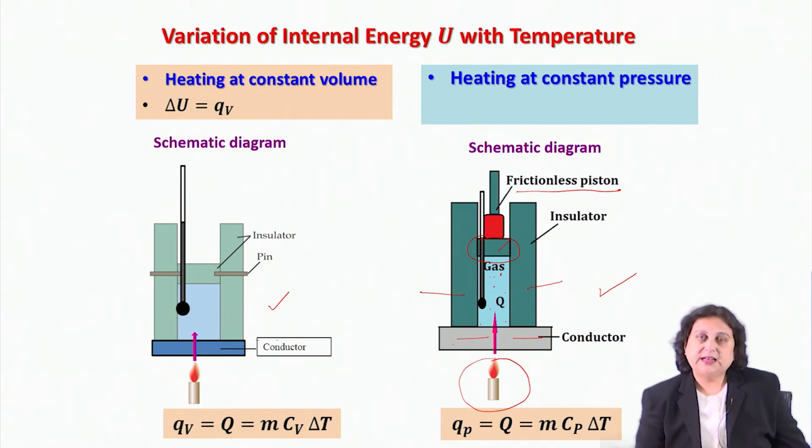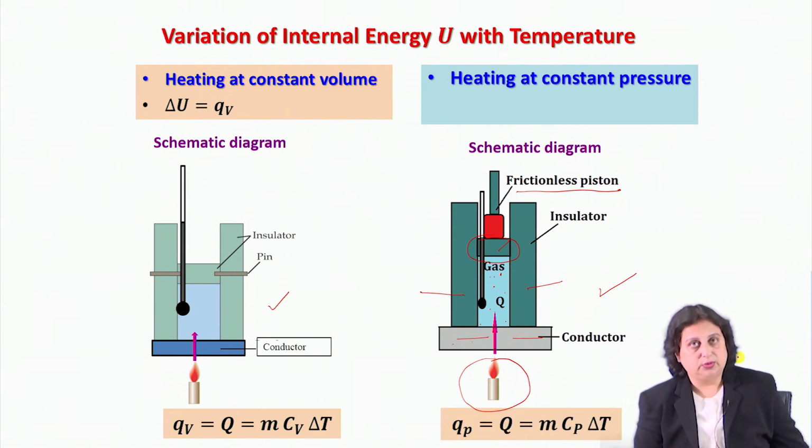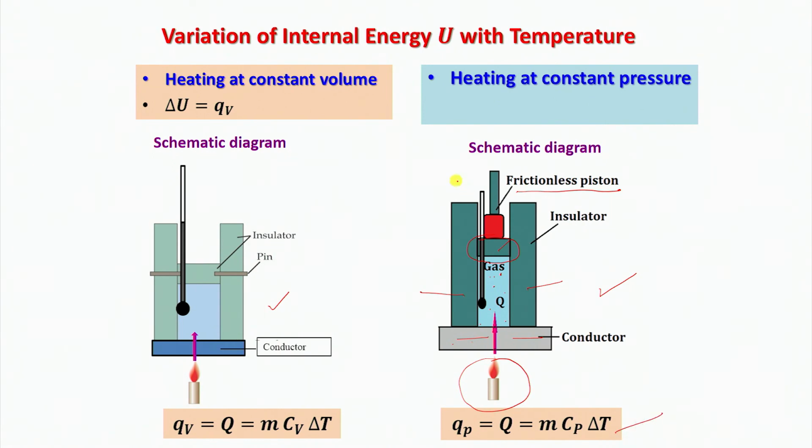So, just as before, if I know the total mass of the gas contained in it, and also I know the mass of the empty calorimeter or the setup that I have here, and if I know the specific heat at constant pressure, and I note down the change in temperature due to heating that can be read out from the thermometer as shown here, then you can calculate the total amount of heat supplied to the system under this experiment of heating at constant pressure.